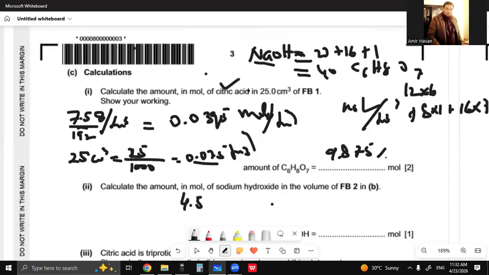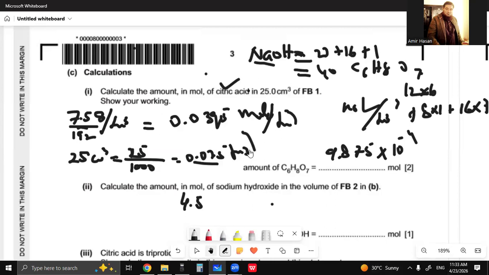There is no supposition in citric acid. Now the citric acid moles come to 9.875 into 10 power minus 4. Clear? Now here we get the citric acid reading. Now I am coming towards the next part of the solution.